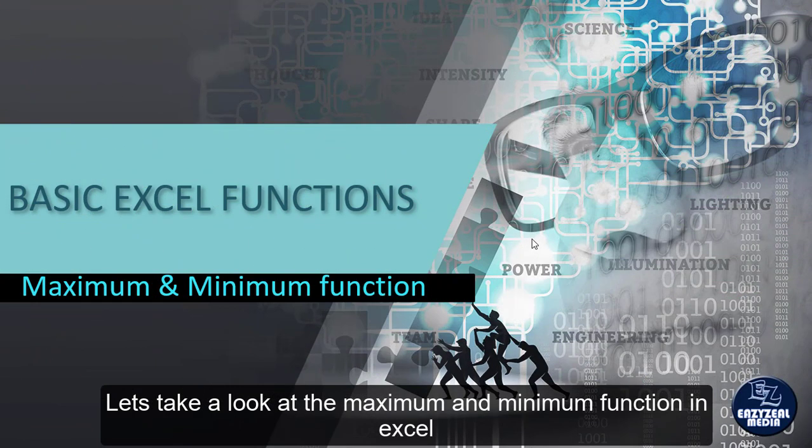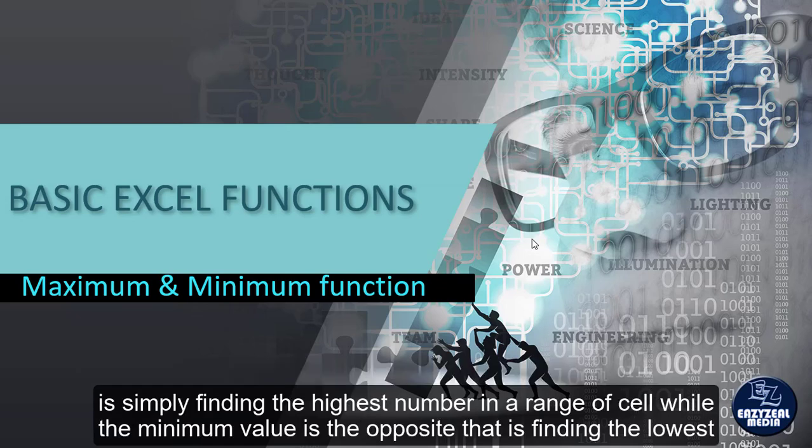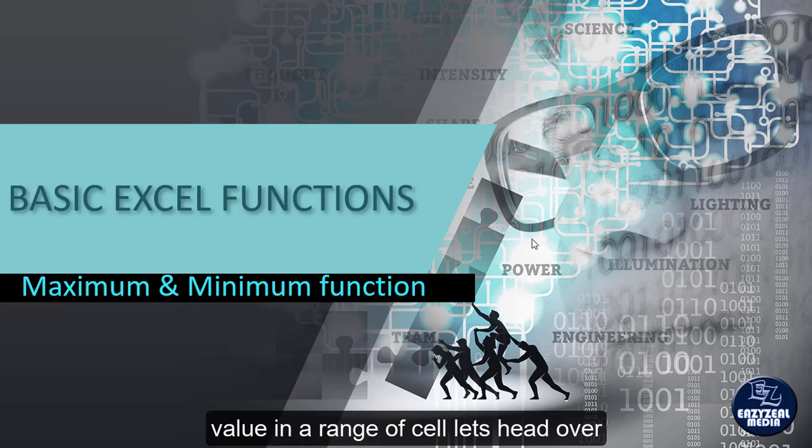Let's take a look at the maximum and the minimum function in Excel. It is important to understand what the maximum and the minimum function actually means before we can apply them. The maximum value is simply finding the highest number in the range of cells, while the minimum value is the opposite, that is finding the lowest value in a range of cells.